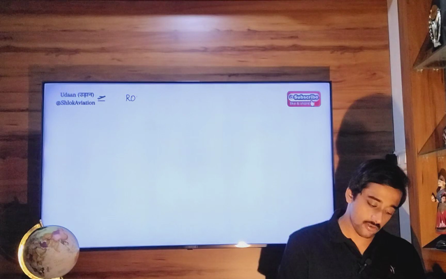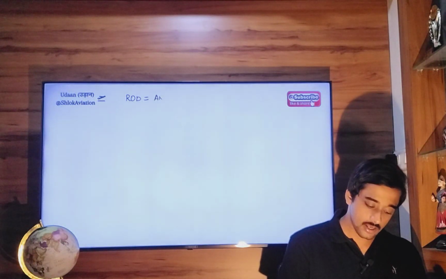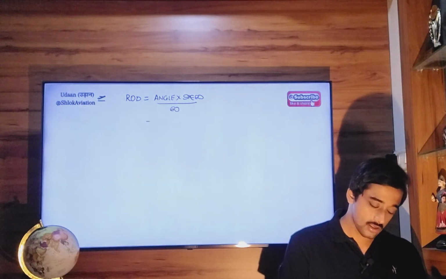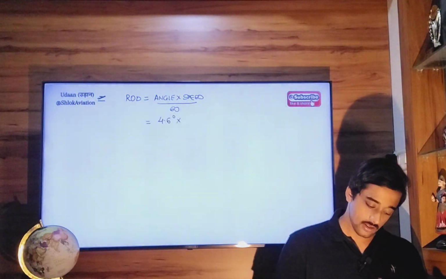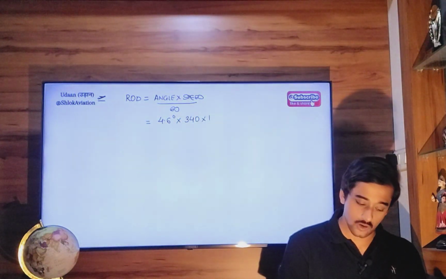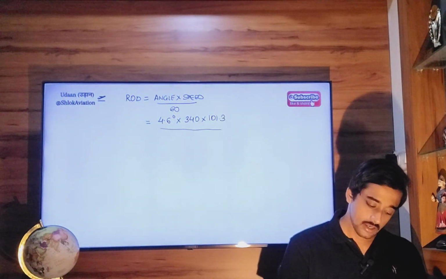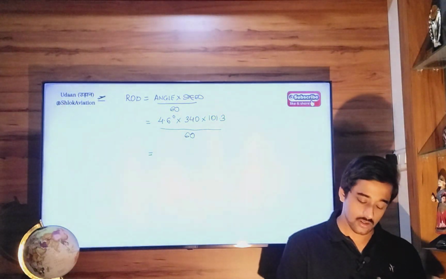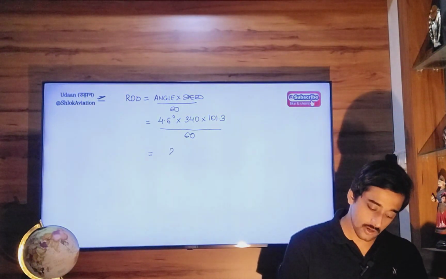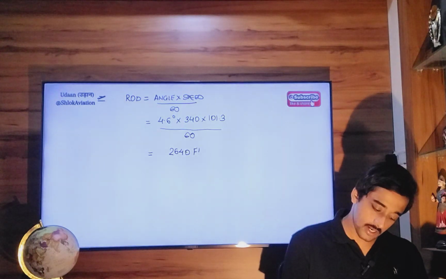So rate of descent equals glide slope angle into speed divided by 60. So 4.6 degrees into speed 340 knots into 101.3 feet per minute divided by 60. So 4.6 into 340 into 101.3 divided by 60 is 2640 feet per minute.